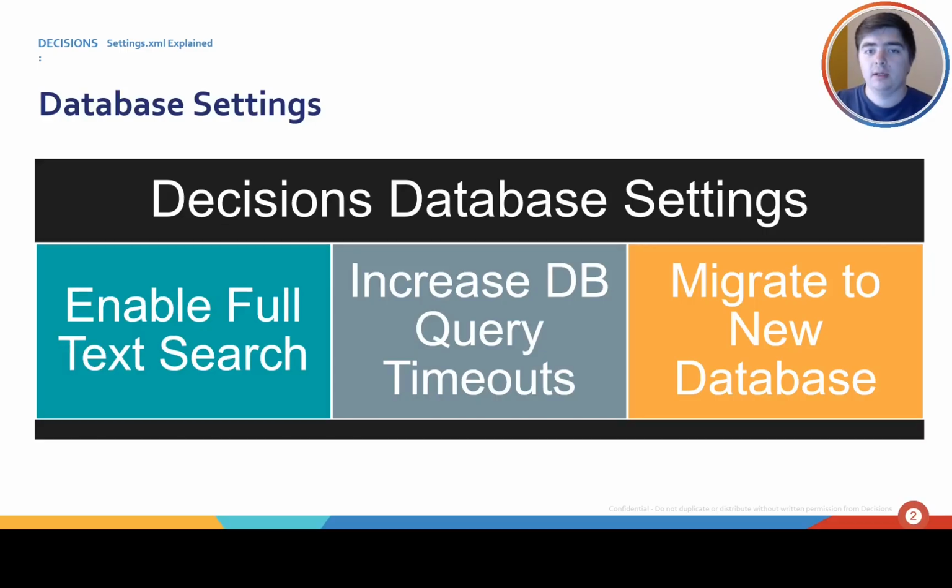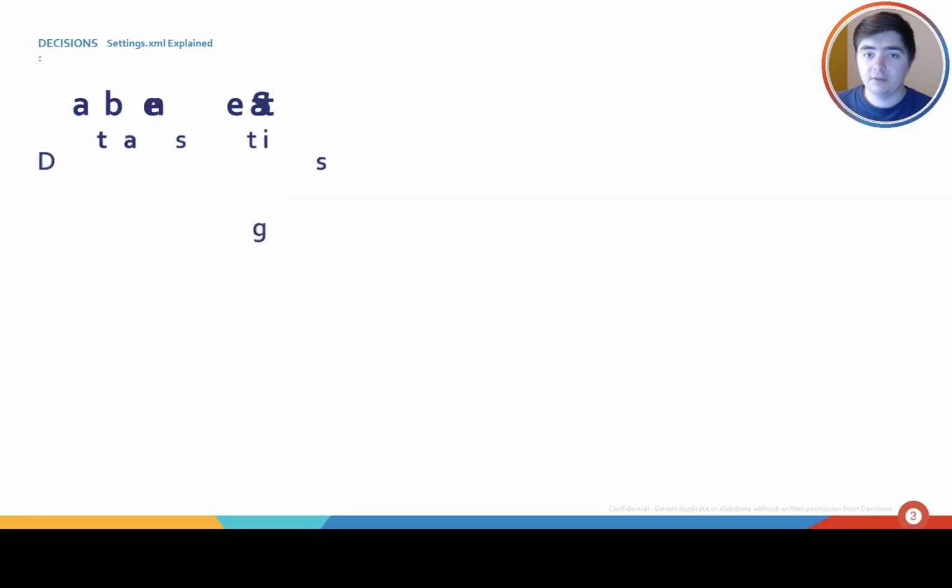The first one is enabling full text search within the platform. The second one is you can increase database query timeouts in a few different areas actually. And the third one is going to be options that allow you to migrate to a new database by altering the connection string. So let's start by discussing full text search.